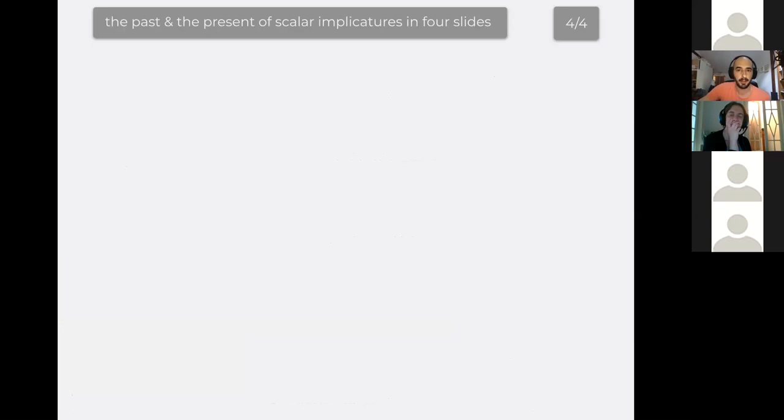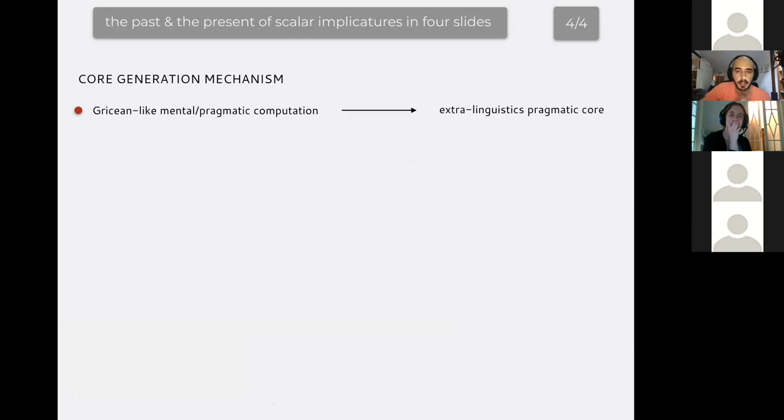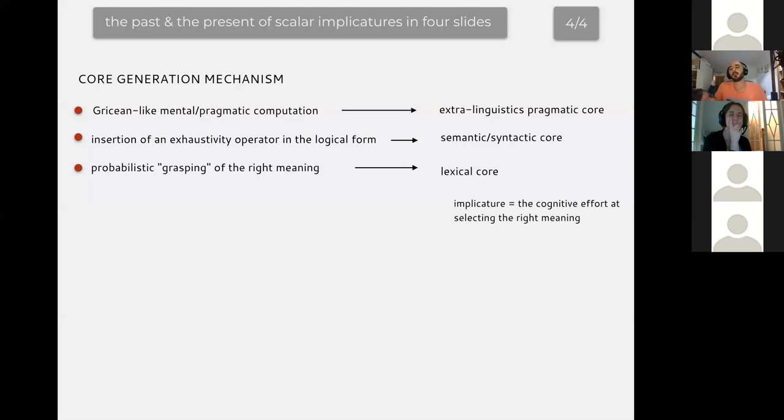Okay. And finally, just some very, very short ideas on the core generation mechanism of implicatures. In the standard framework, it was argued that it's an extra-linguistic pragmatic process that comes from reasoning. Then in the grammatical theory, it's supposed to be a semantic-syntactic mechanism for generating the implicature, like an operator that is inserted in a logical form. And according to probabilistic models, the implicature is not really a representation of the meaning, but rather a sort of mental act through which you grasp the right meaning. So items like some could be ambiguous between some and not all and some and maybe all, and then you infer in a given context that supports implicature that you have to grasp the some but not all meaning.